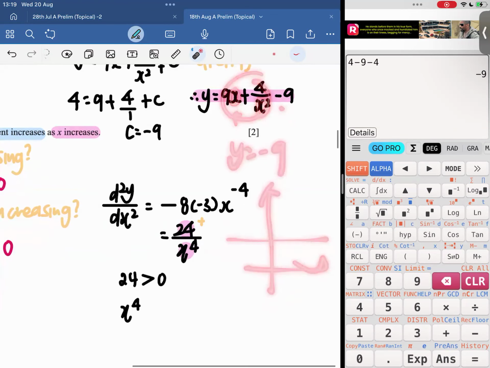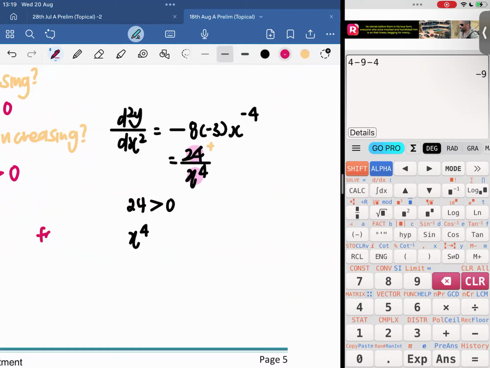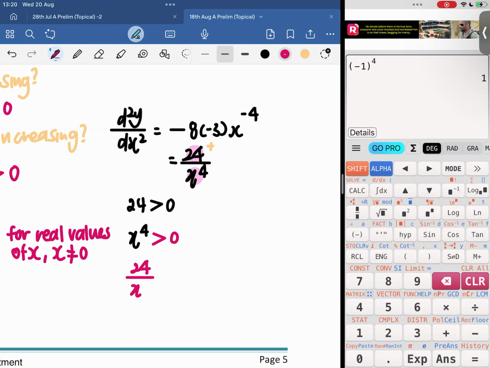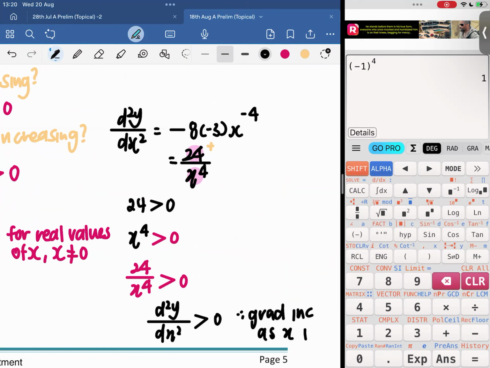It's not a curve. So what happens here is that you have to understand that this one here is for real values of x, and in this case, we should automatically reject x equals 0 already, because it cannot happen. If x is equal to 0, we're not going to have a curve, right? So since it's like that, you confirm plus, whether it's negative or positive, right? You power 4, see, negative 1 power 4 is also positive, right? So surely more than 0. So what we understand is this 24 over x power 4 is going to be more than 0. So our understanding is our second derivative is more than 0. So therefore, my gradient is increasing as x increases.